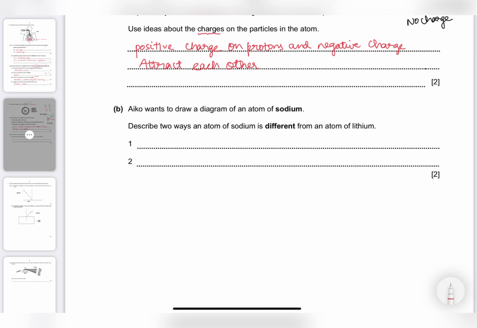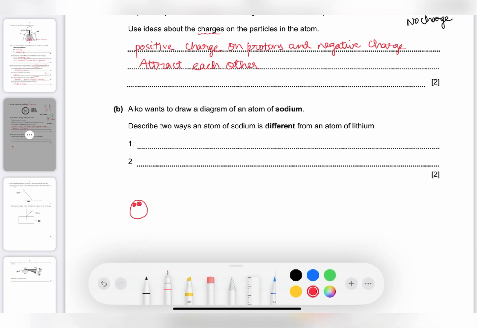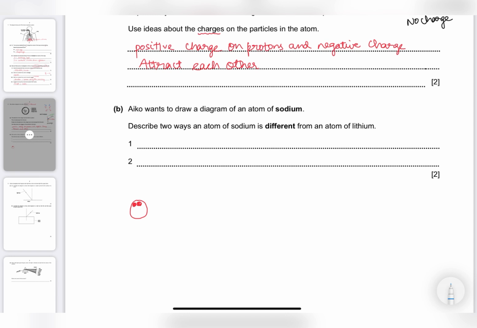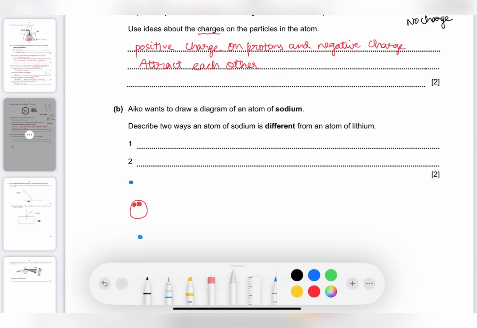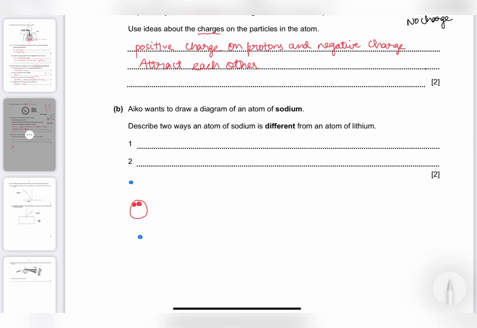Aiko wants to draw a diagram of an atom of sodium. Describe two ways an atom of sodium is different from an atom of lithium. Now, you've never heard about the word lithium, but you have heard about the word helium, right? So, if this is helium atom, let us compare this helium atom. We were having two protons in helium atom, and we were having two electrons as well outside. Now, look very carefully. Helium, let me write down helium also over here.